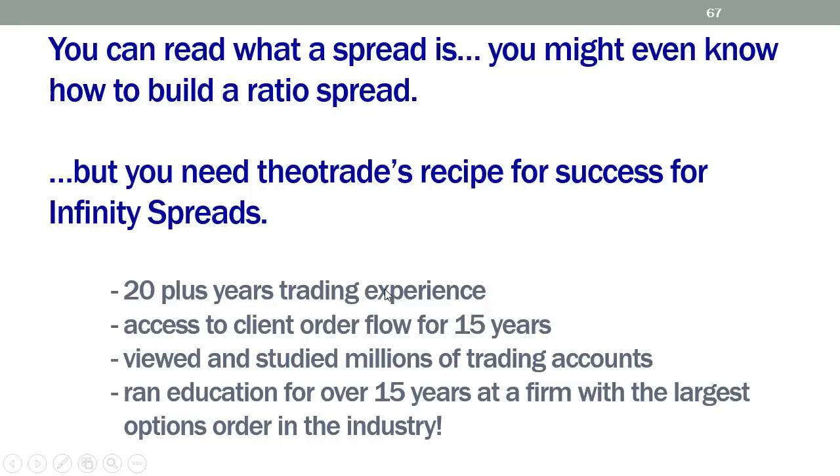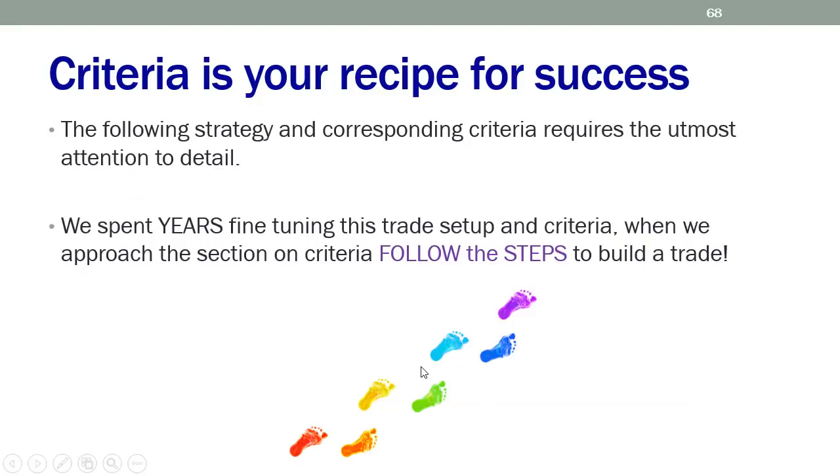Okay? We have 20 plus years trading experience. We had access to client order flow for 15 years. Okay? We viewed and studied over 7 million trading accounts and ran education for over 15 years at a firm with the single largest options order flow in the industry. People ask, where does a lot of the criteria from this stuff come? It comes from a whole lot of capital at risk. Okay, as you saw a moment ago, I had over 1,000 trades in the last 300 days. A lot of that, okay, is building criteria. But it also comes from the experience of having run education and looked at accounts for over 15 years. Believe me, you learn a lot from 7 million accounts. You learn to build criteria. And criteria is your recipe for success.